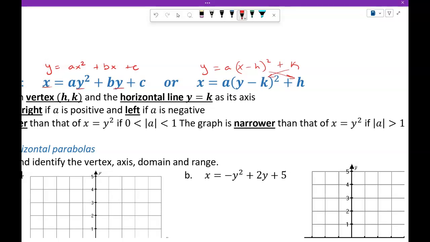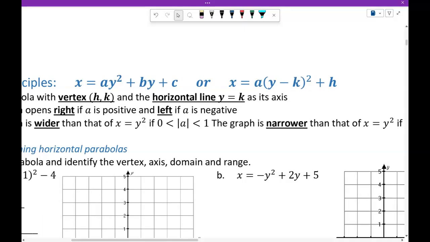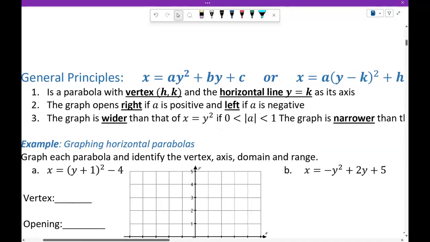A lot of the same features still apply. So when we look at our vertex form, we see that our parabola still has a vertex at h, k. We are just looking at a different part of the equation to identify h and k. And instead of an axis being a vertical line, it's now a horizontal line at y equals k instead of x equals h. Instead of opening up and down, our parabola opens right or left, again based on whether a is positive or negative, and then the amount of dilation remains the same, based on the a value.